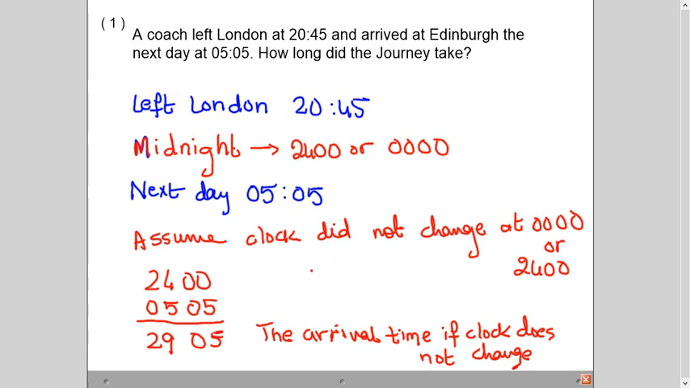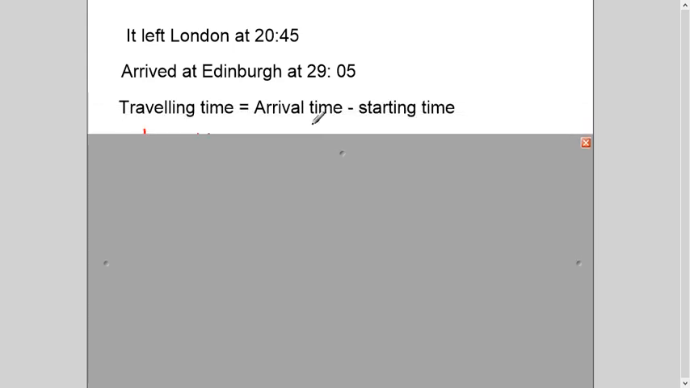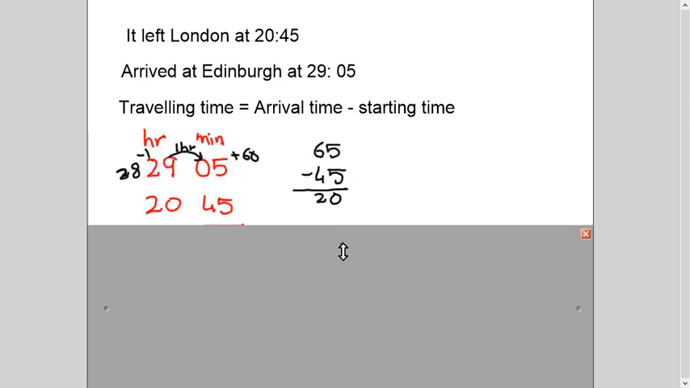So now it is easy for you to find out the journey time. You will subtract the two timings, right? Travelling time is arrival time minus starting time. So my arrival time is 29:05. Now, the problem here is we do not do the subtraction like we do in normal hundreds and units. Here, minutes are dealt with separately and hours are dealt with separately.